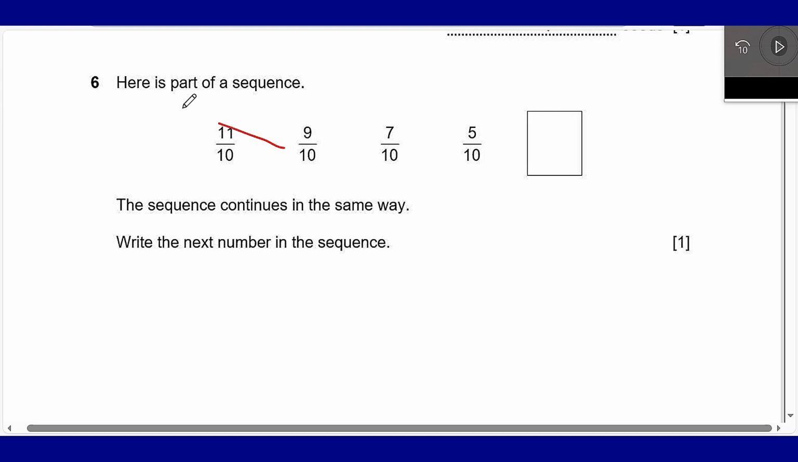Okay, here is part of a sequence: 11 over 10, 9 over 10, 7 over 10, 5 over 10 and one more empty box. The sequence continues in the same way. Write the next number in the sequence.